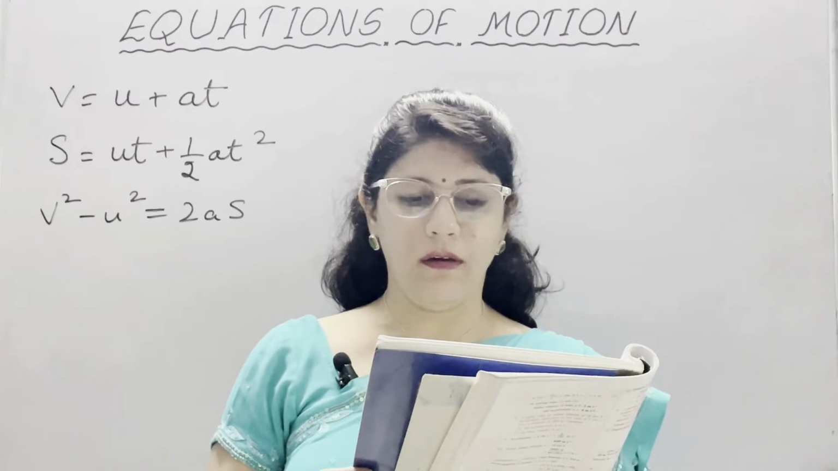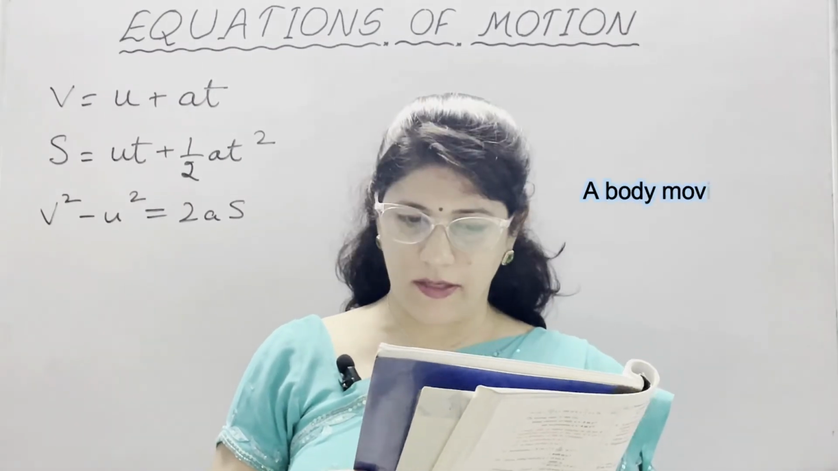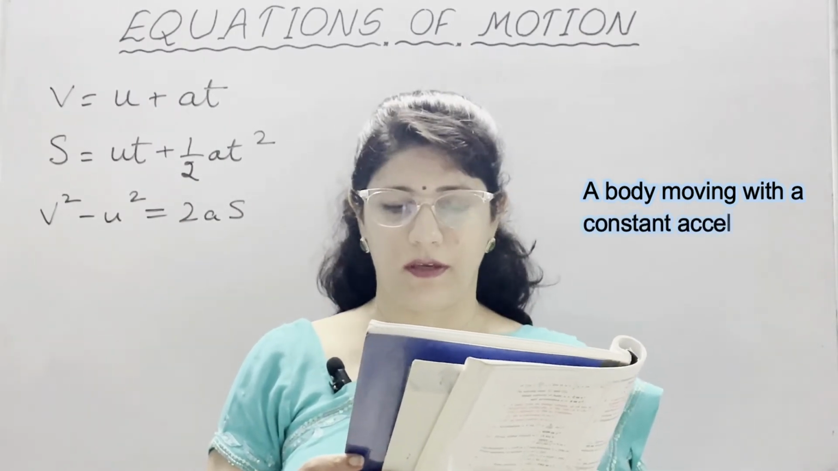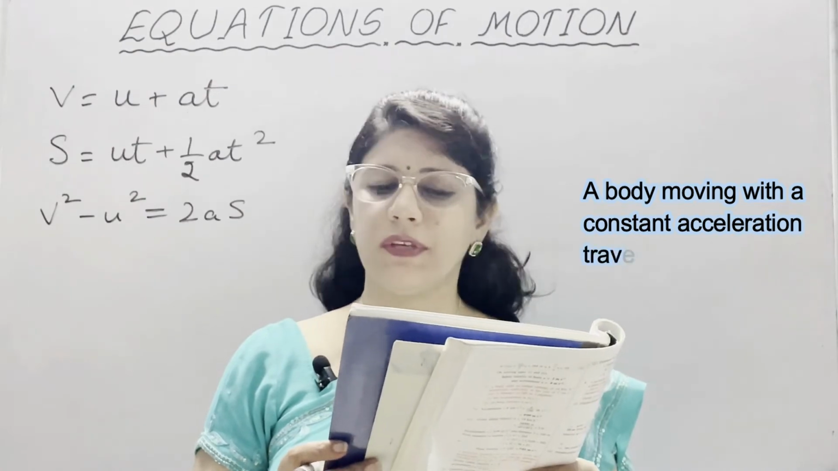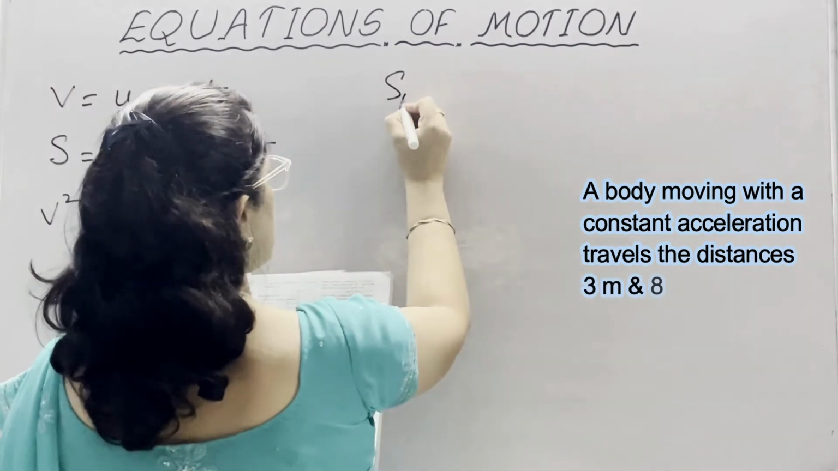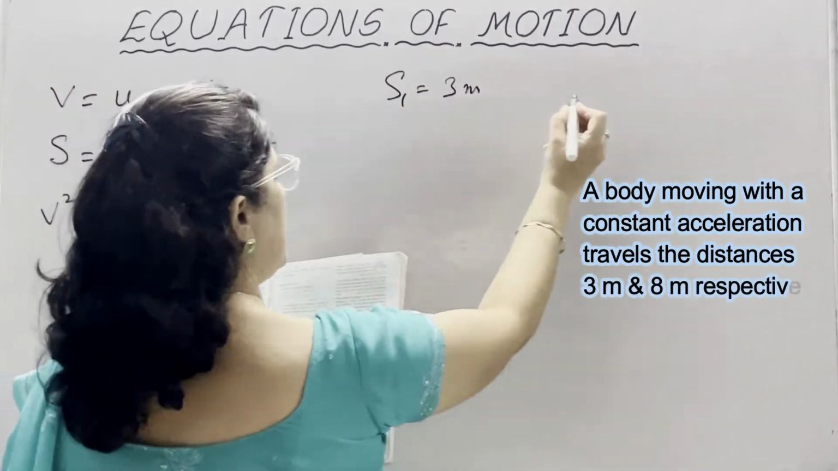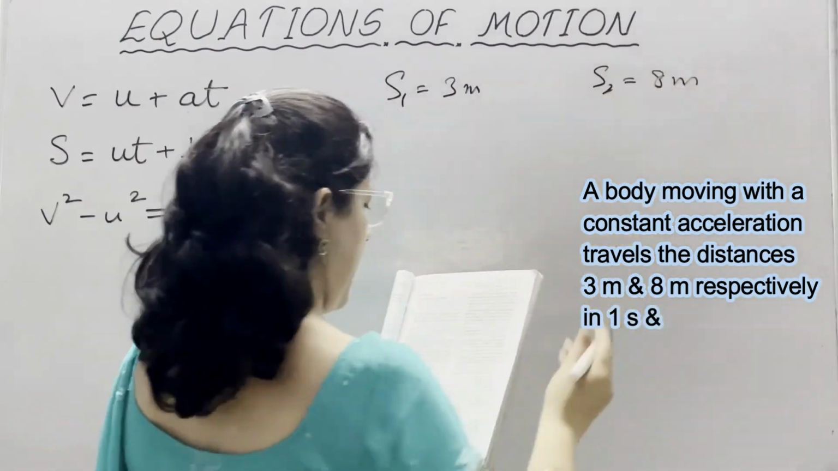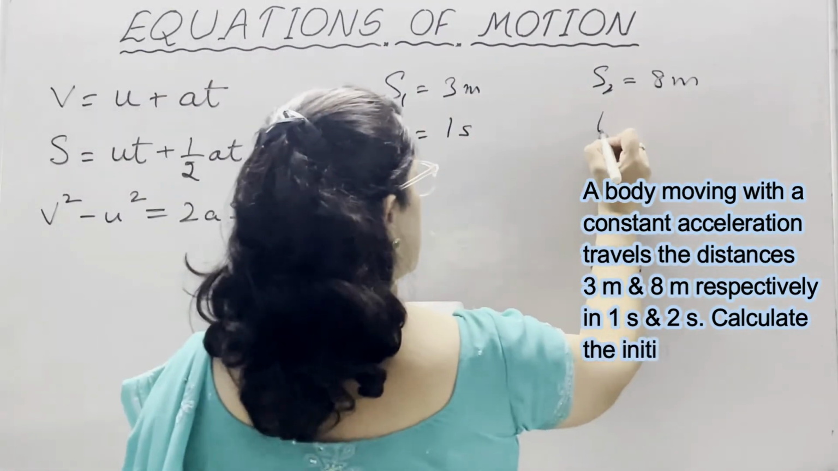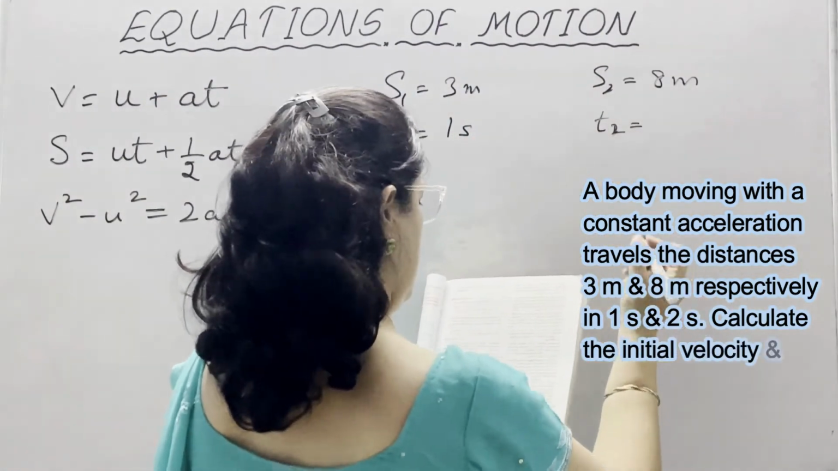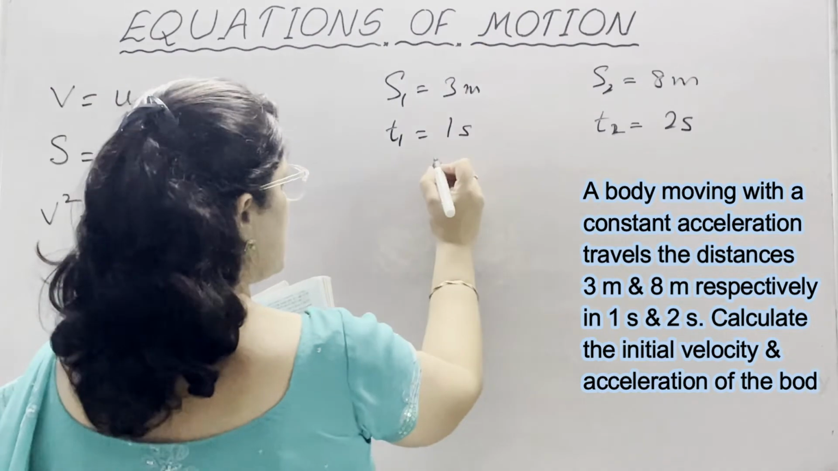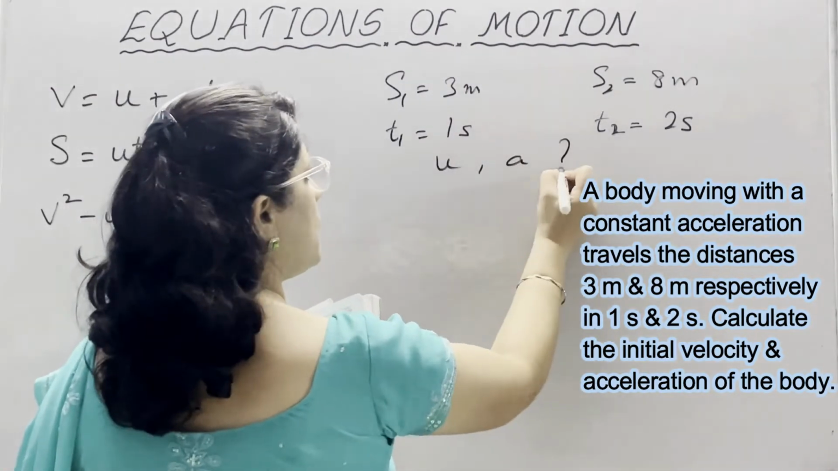Now a little bit different numerical. A body moving with a constant acceleration travels the distances 3 meter and 8 meter respectively in 1 second and 2 seconds. So we have given two different situations of the same body which is moving with a constant acceleration. So first distance S1 is equal to 3 meter and second distance S2 is equal to 8 meter, in time T1 is equal to 1 second and second time T2 is equal to 2 seconds. Now calculate the initial velocity and acceleration of the body. U and A we need to calculate.